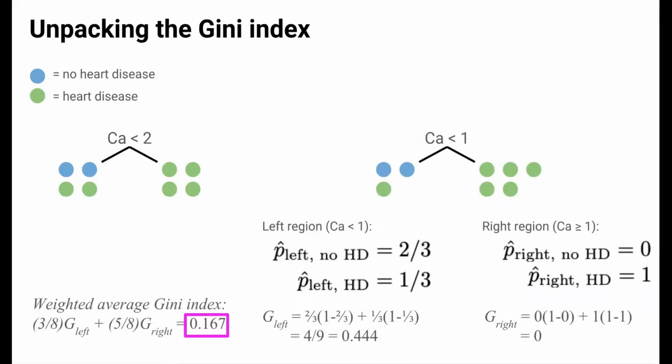We'll see actually yes with this example. If we use a threshold of 1, one heart disease case is moved to the right region. So in the right region, the proportions of heart disease and no heart disease patients are still 1 and 0. So the Gini Index for this region is still 0. But the Gini Index for the left region has gone down from 0.5 to 4/9. This new split has lowered the average Gini Index to 0.167 from 0.25 earlier. So overall, this split gives regions that are more pure, which is preferable in building the tree.